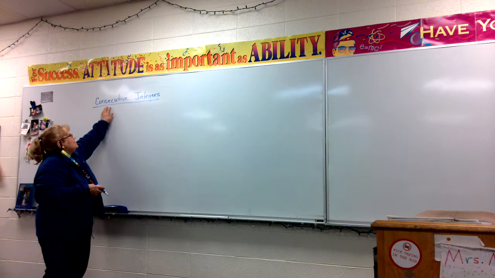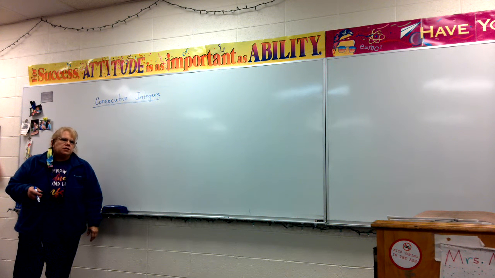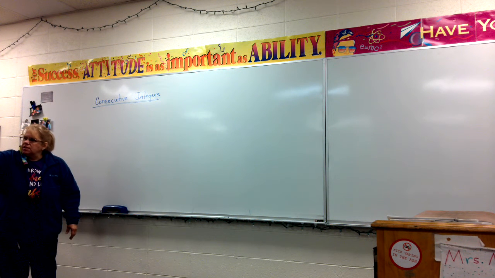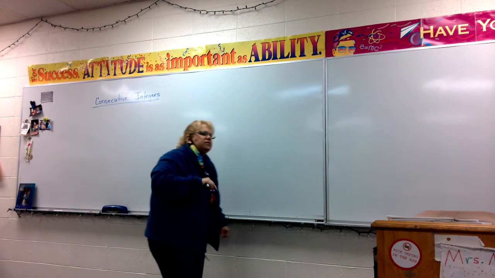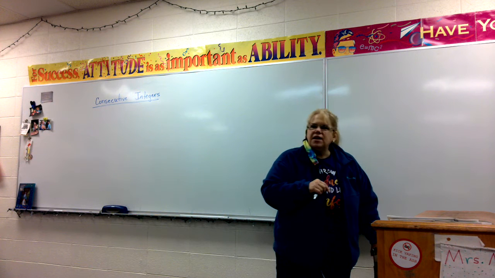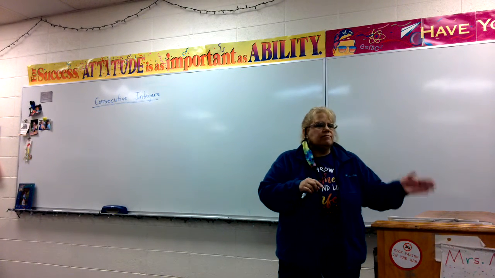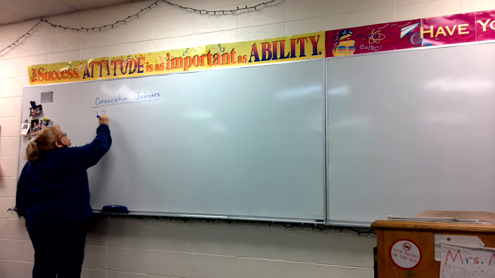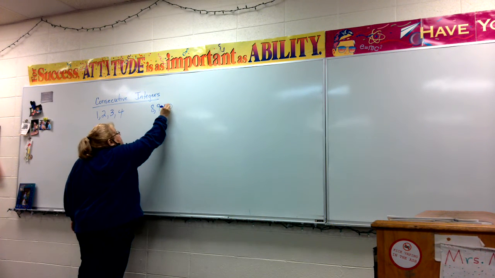What about if I want consecutive numbers? Give me some consecutive numbers. 1, 2, 3. 5, 6, 7. 8, 9, 10. You got the idea, I think, right? Consecutive integers are just numbers that come one right after another. Like 1, 2, 3, 4. Like 8, 9, 10.